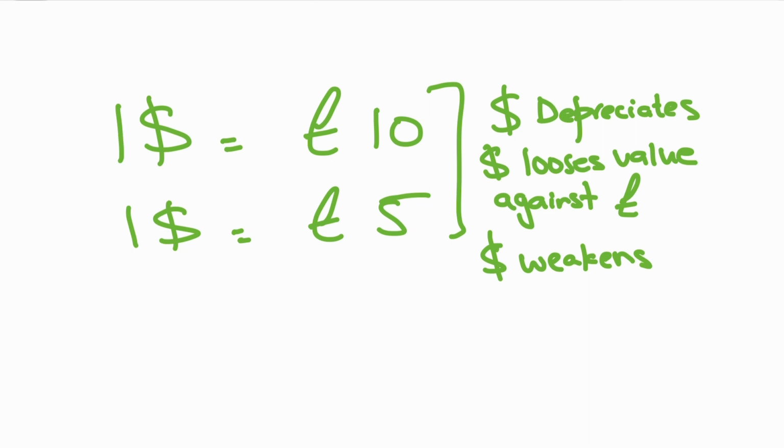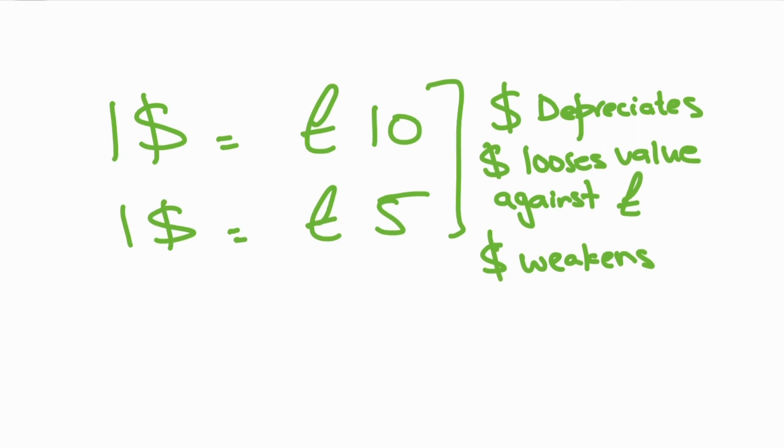And like I said, depreciation means that more units of the depreciating currency, here the dollar, right? So more dollars are now needed to purchase a single unit of another currency, that is, to purchase a single unit of the pound.